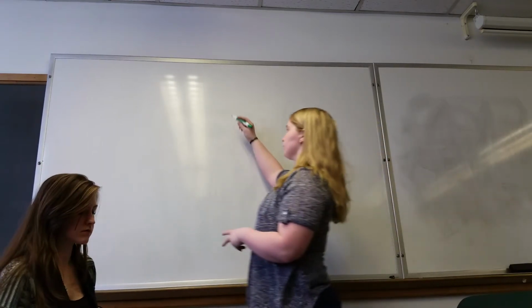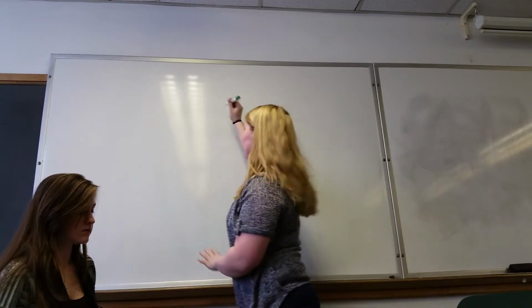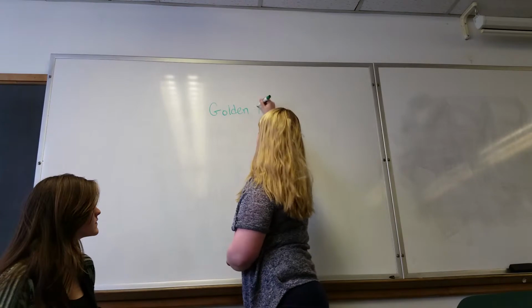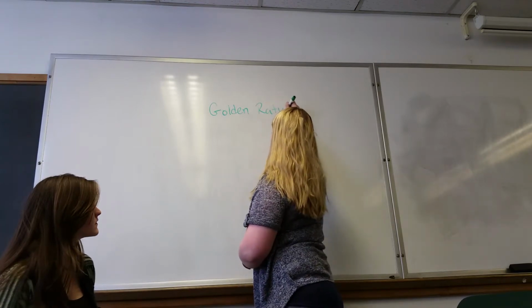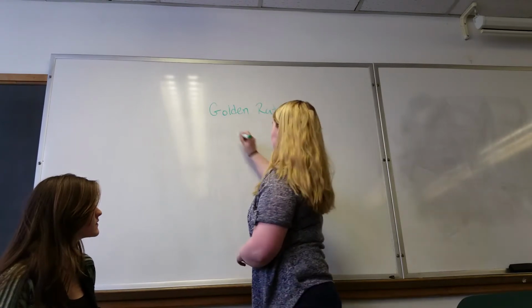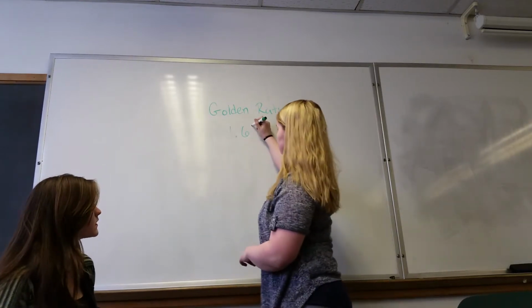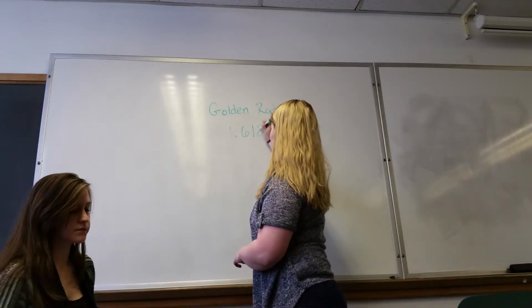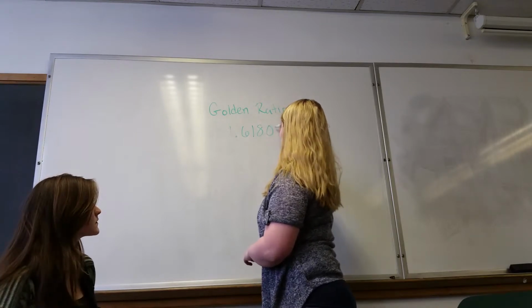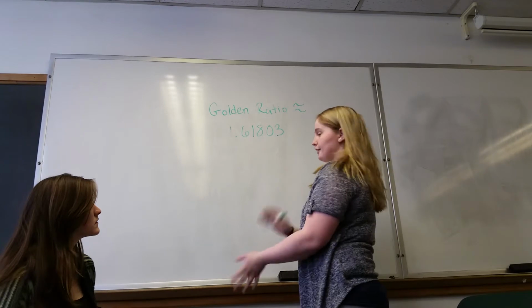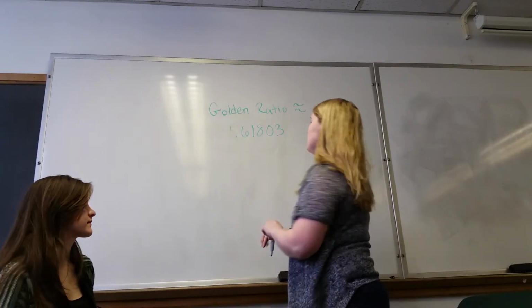Okay. The golden ratio is approximately 1.61. Now this is just an approximation. It's like pi, it goes on forever.